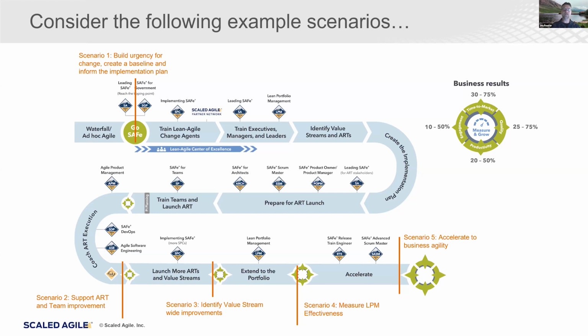And then finally, scenario four, looking at measuring our LPM performance. How are we doing at our portfolio? What does that look like? And we have our scenario there for that. And then the fifth scenario, accelerating into business agility. So once we've established our first baseline, we've got some growth within a couple of teams or ARTs that we've launched, and now we're looking at how we expand this out into the broader organization. How have we progressed compared to our baseline, and then moving forward, what are the other areas that we want to target in the organization for our scenario five?